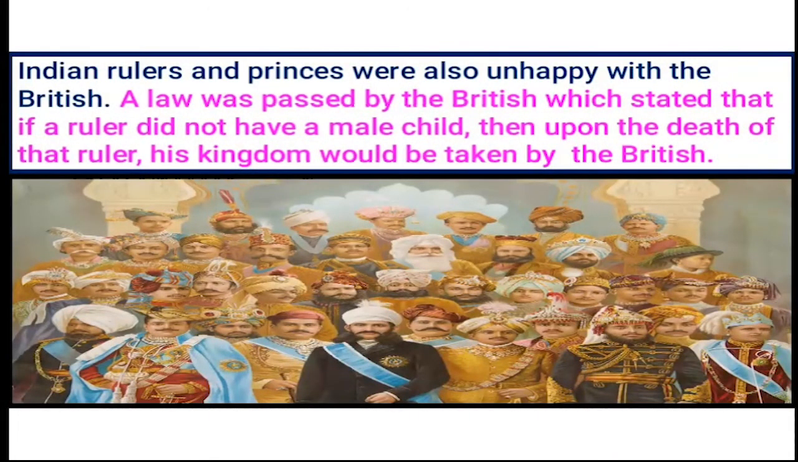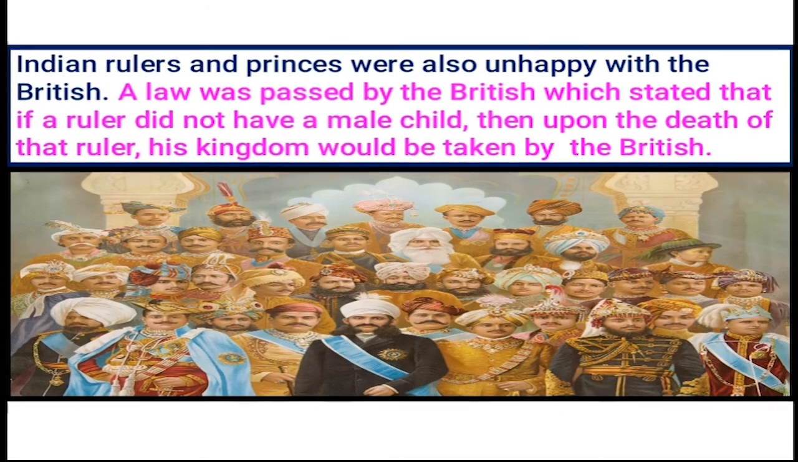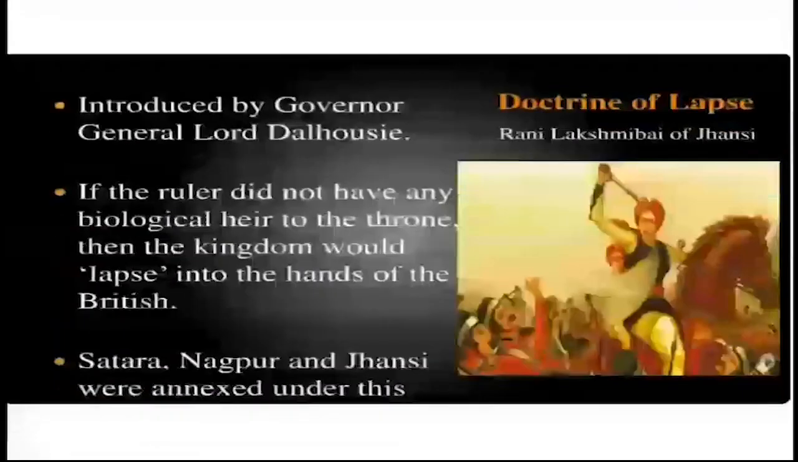Indian rulers and princes were also unhappy with the British. Why? A law was passed by the British which stated that if a ruler did not have a male child, then upon the death of that ruler, his kingdom would be taken by the British. So, what was this infamous law? The name of the law was Doctrine of Lapse.